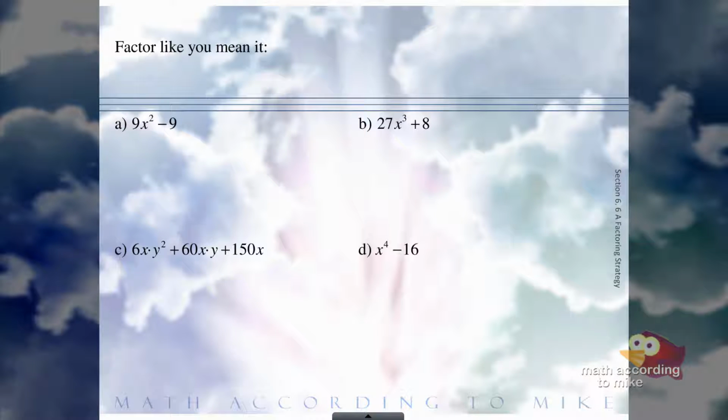So now all we're going to do is factor. We have a whole bunch of examples. So this section combines everything we've done before into one nice pretty section. So starting off, part A, 9x squared minus 9.